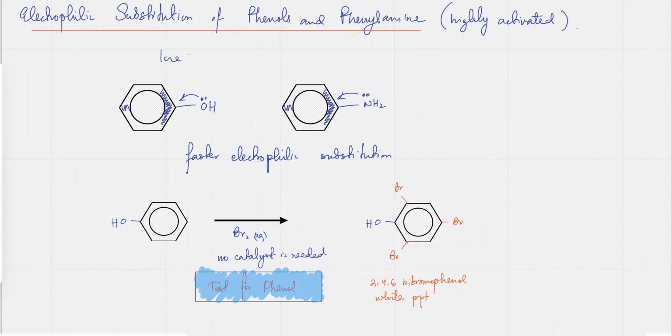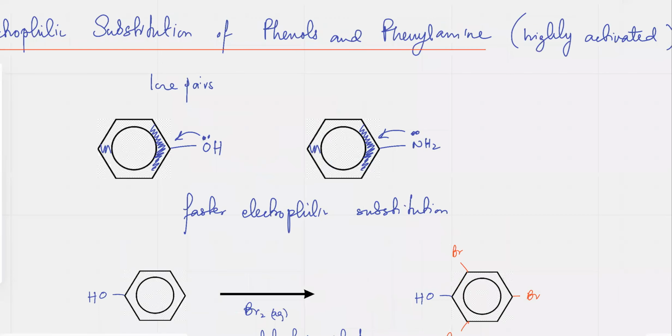that the lone pairs overlap with benzene's pi electron cloud. And this is the exact explanation you're going to give. With benzene's pi electron cloud, increasing electron density significantly.